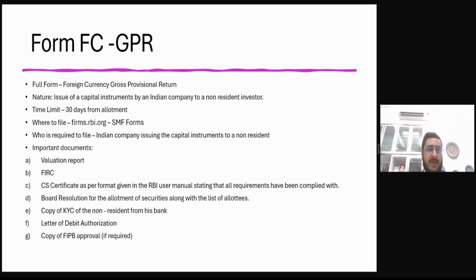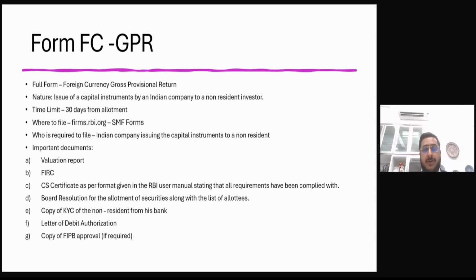The important documents are the valuation report and the FIRC, because money is coming into India. So the FIRC becomes very critical, and it has to be uploaded when you're filing this Form FC-GPR. A CS certificate will be required. When you see Form FC-GPR, when you see Form LLP-I, anytime FDI is coming in, you will require a CS certificate stating whether the company has complied with all the regulations of the Companies Act and FEMA.